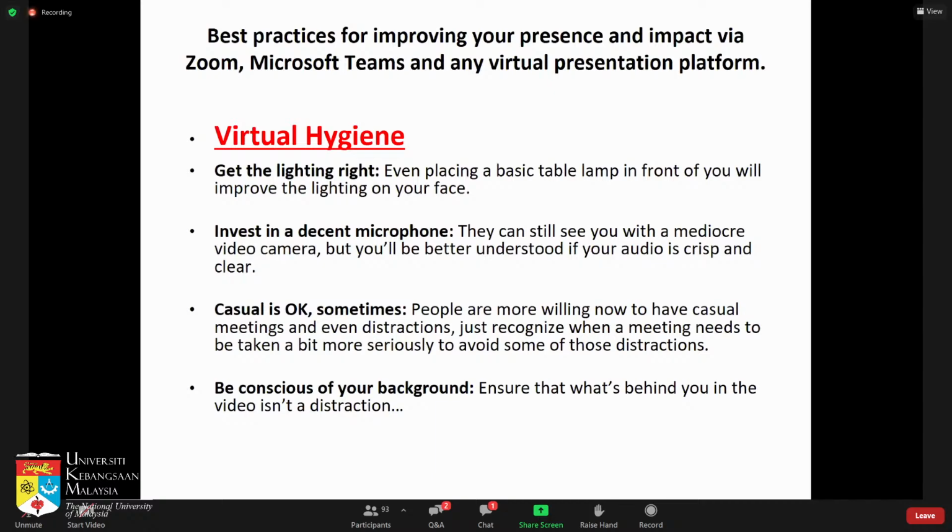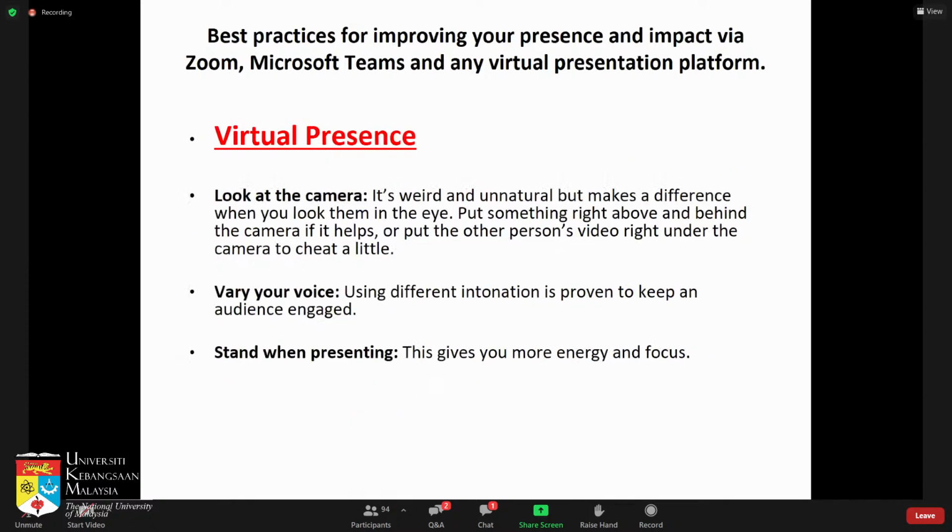And be conscious of your background. Don't put something in the background that makes you look like a robot or something. You may have to get a green screen, Azmi knows very well, be natural, or you really have to ensure this quite well. Otherwise, if you put some funny thing, people keep focusing on your background and it really distracts their attention.